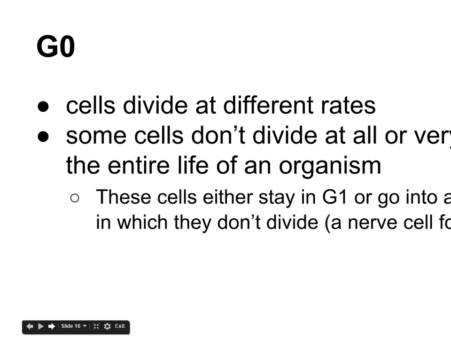Some cells don't divide at all or very rarely the entire life of an organism. These cells will either stay in the G1 and never progress and copy their DNA, or they will go into what's called a G0 phase in which they don't divide.